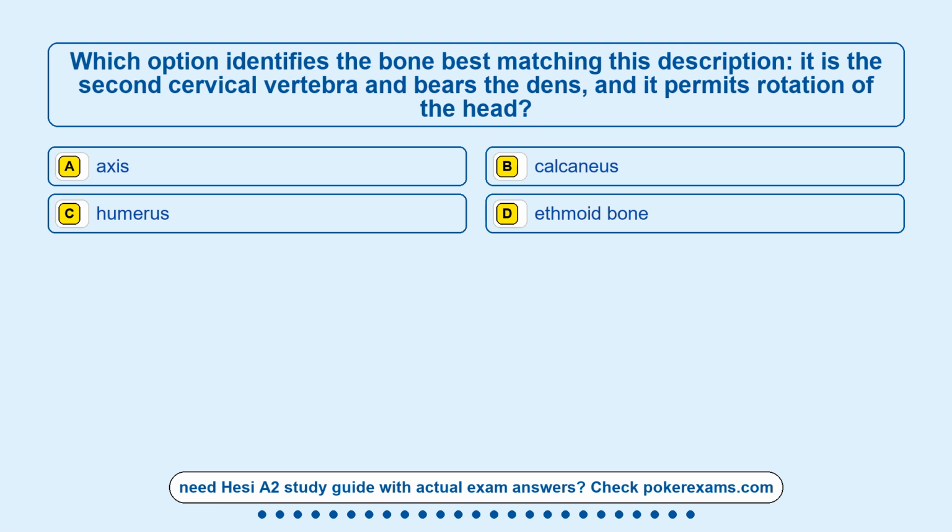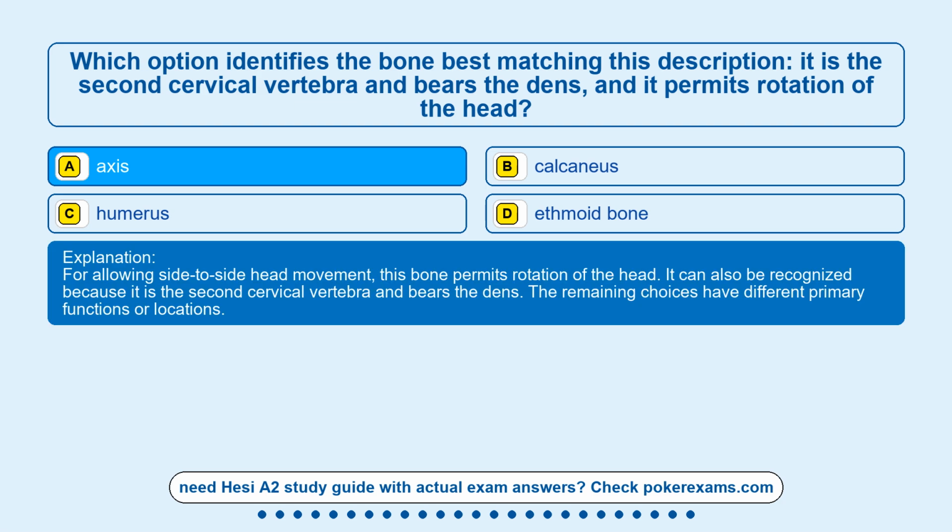Question 16. Which option identifies the bone best matching this description? It is the second cervical vertebra and bears the dens, and it permits rotation of the head. Option A, axis. Option B, calcaneus. Option C, humerus. Option D, ethmoid bone. The correct answer is option A, axis.